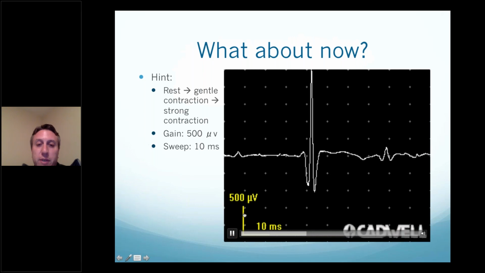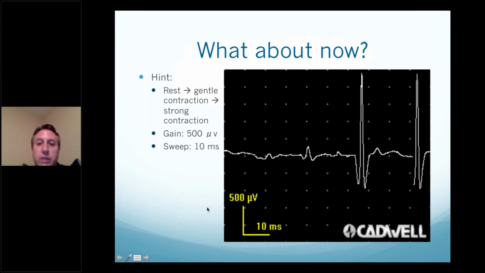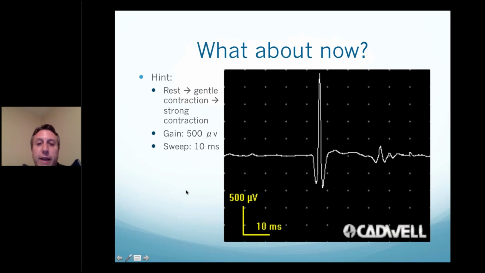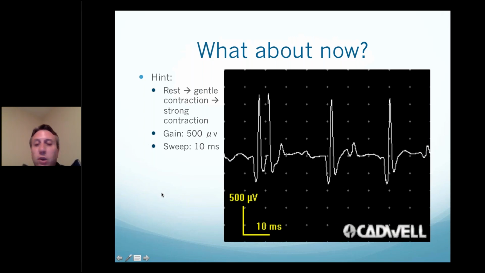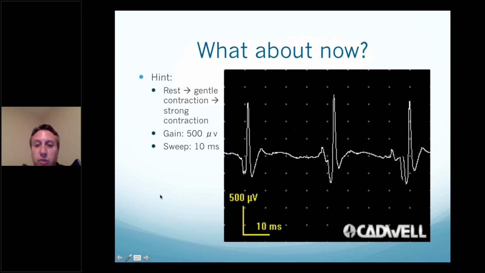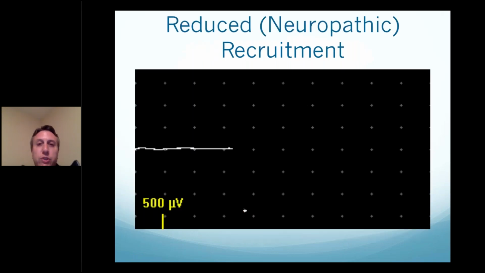So let's see if it continues playing. And as the person, see now they're going to start to contract a little harder. And what you notice is that that same motor unit is the only one that's on the screen. It's the only one that's discernible on the screen. And you see it going from once or twice to like 5 or 6 at the same time on the screen. So that would be reduced or neuropathic recruitment.